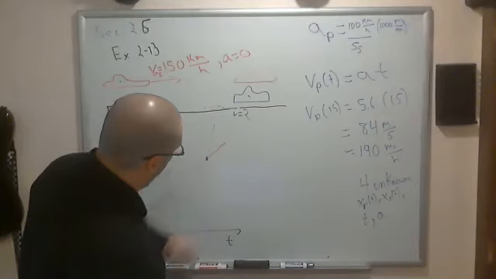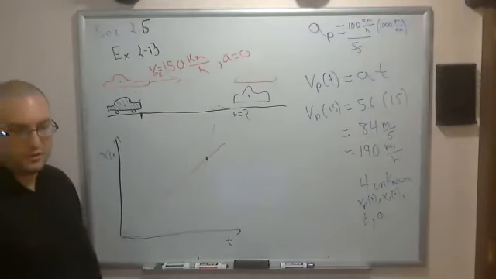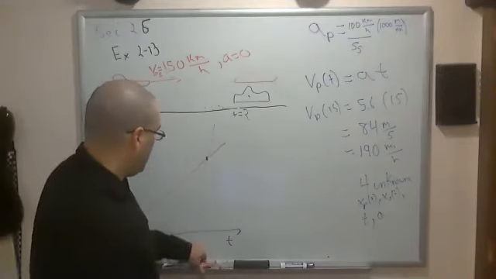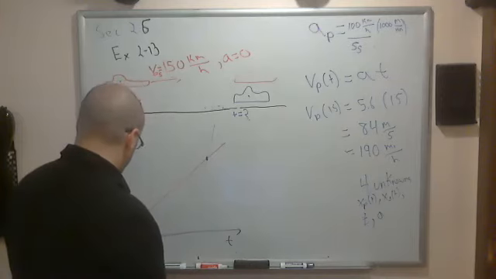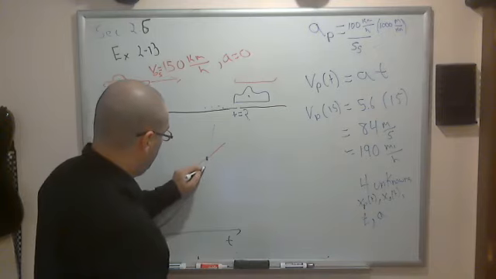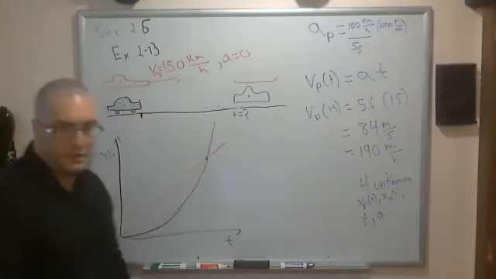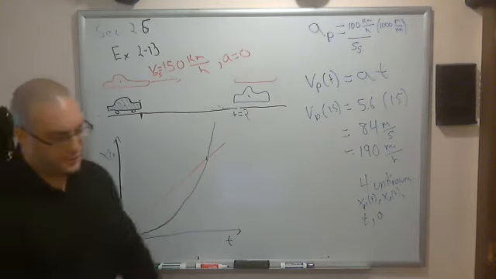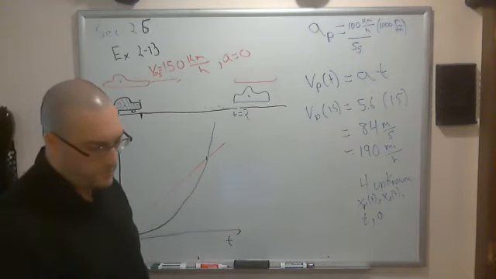And this is the point where they cross each other. Let me draw it in black. And this is the point where they cross, right?